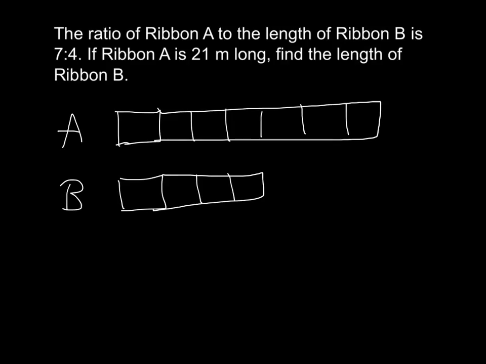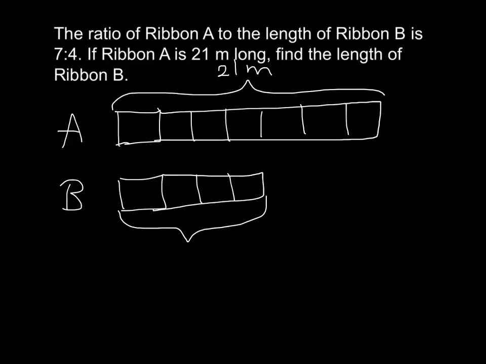And then it says if ribbon A is 21 meters long. And so let's put that ribbon A is 21 meters long. And it says find the length of ribbon B. And so that's where our question mark goes. And I hope you have this written down. And we're going to try to find how long ribbon B is.